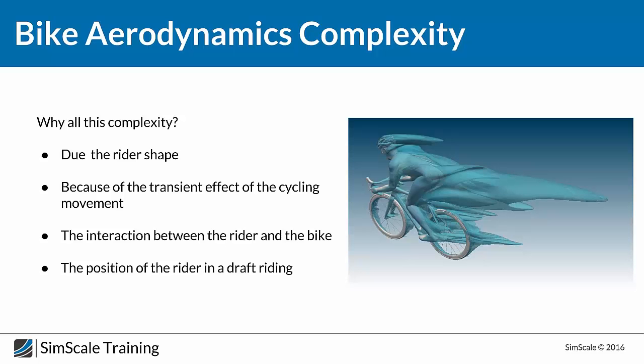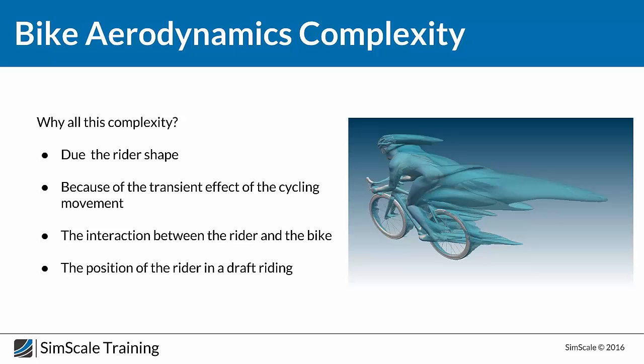So that's why the aerodynamics of a bike is really complex, not only because of the static shape of the rider, but also because of the cycling movement. This creates high complexity for the flow, which is totally transient, and the behavior of the flow is really complex.